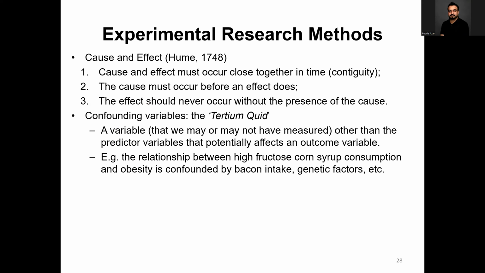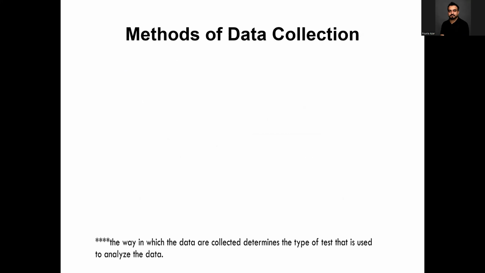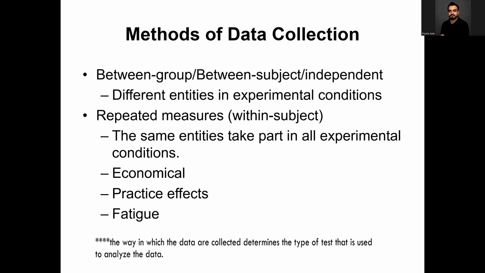For example, the relationship between high fructose corn syrup consumption and obesity can be confounded by bacon intake, genetic factors, and other variables. So we need to try our best to rule out confounds. In experimental conditions, we have between subject, independent, or between group. These are different entities in experimental conditions.